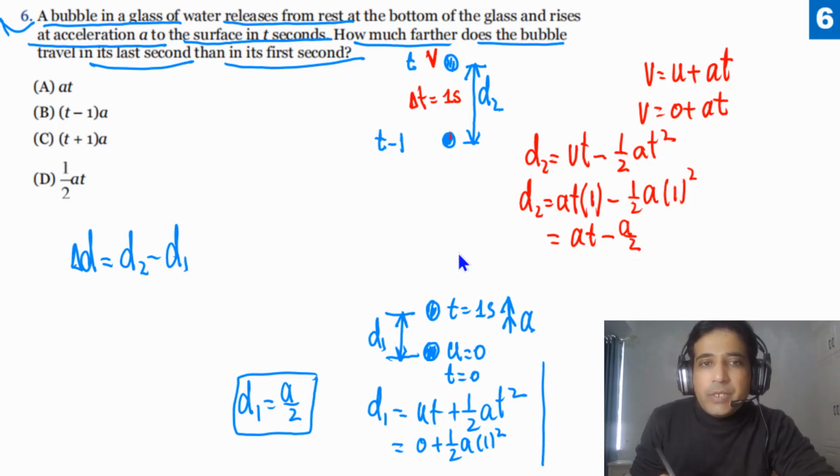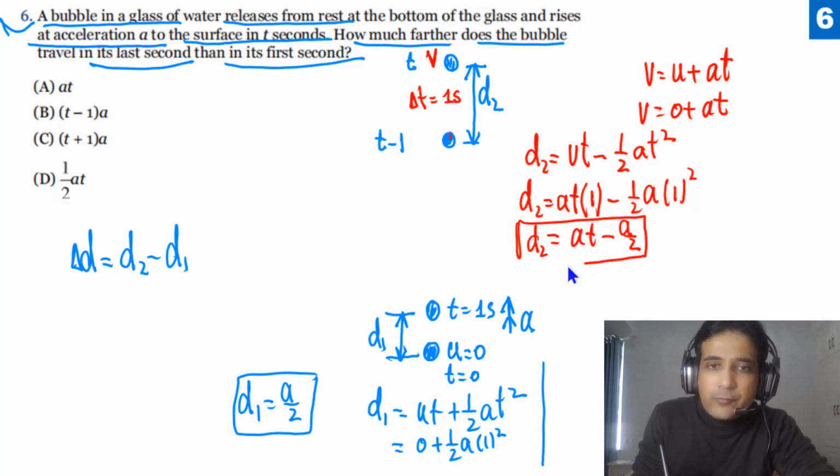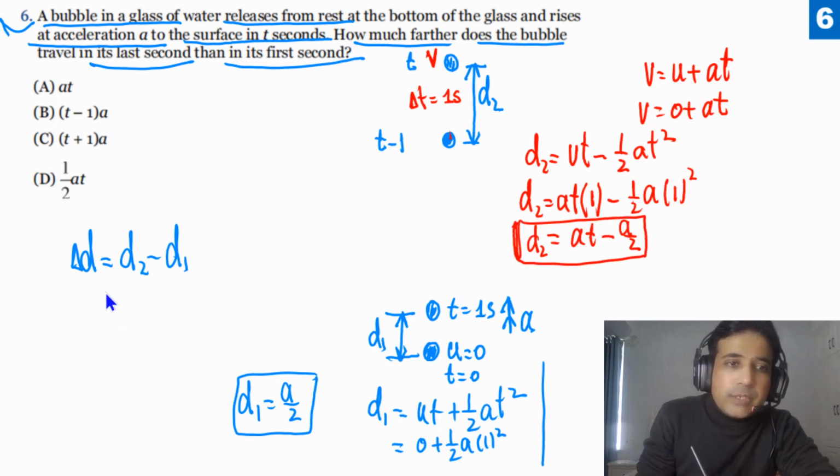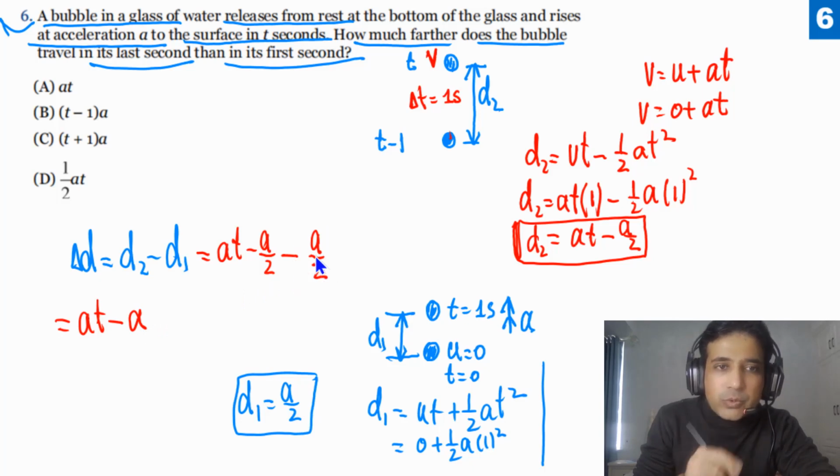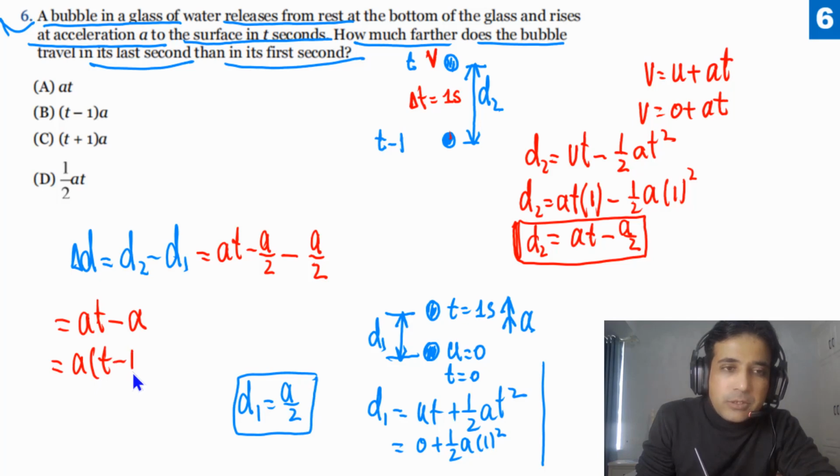So we can go back to this one and write down here. We have AT minus A by 2, and minus this is A by 2. So this one is A by 2. Now if we simplify this one, we will get 2AT minus A, because A by 2 is equal to A, and from here we can take A common, so we are left with (T minus 1). So this is the difference between D1 and D2, and this is our final answer. This is what the question is asking us to calculate. So the answer for this question is B.